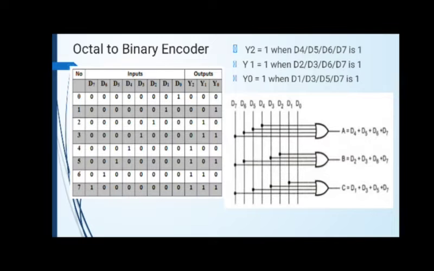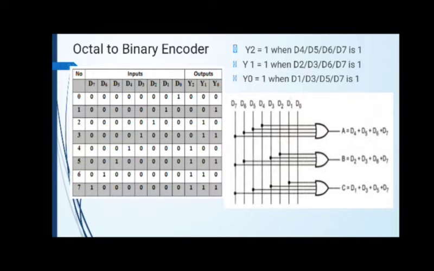Then if D1 receives an input, corresponding to decimal 1, I should code it into 001. For D2, decimal 2, that is 010. If D3 becomes 1, the code should be that of decimal 3, that is 011. If D4 is receiving an input, corresponding to decimal 4, the code is 100. If D5 is receiving, the output should be 101. Similarly, if D6 is high and all others are 0, the code should be that of decimal 6, that is 110. Now if D7 is 1, the code should be that of decimal 7, that is 111. By completing the truth table, I can write it like this.